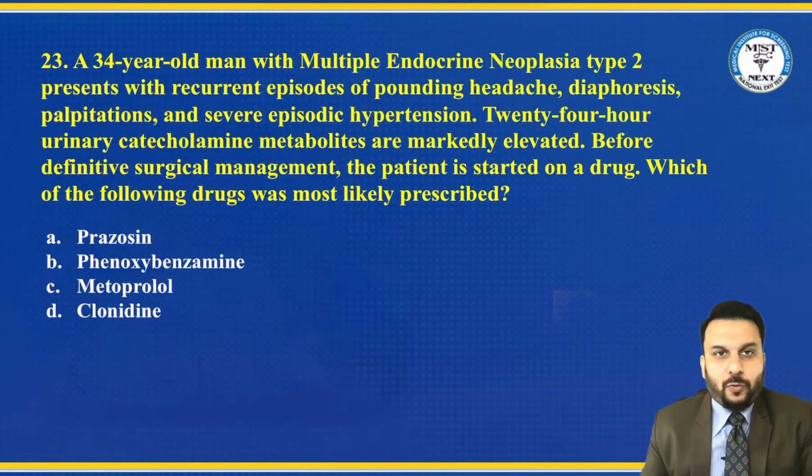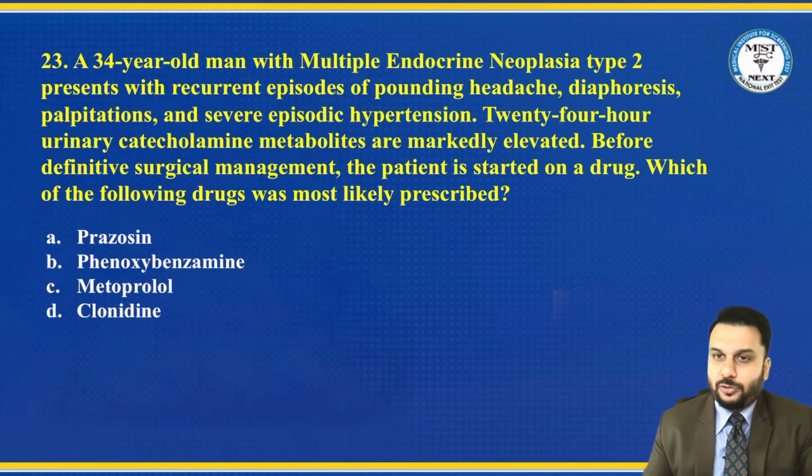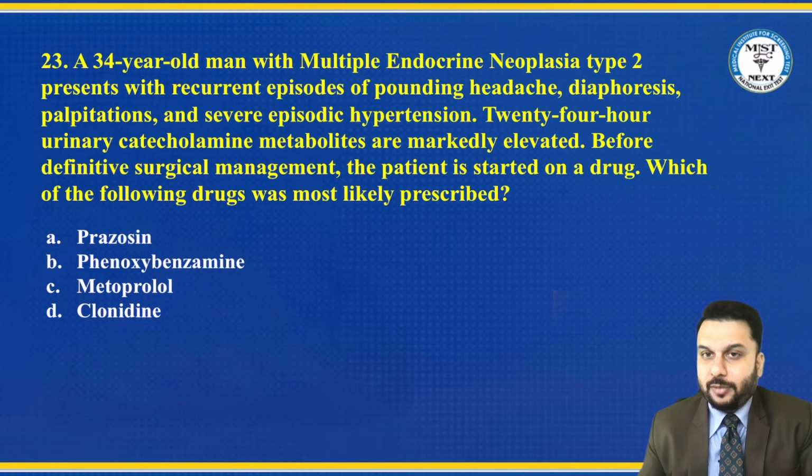A 34-year-old man with multiple endocrine neoplasia type 2 presents with recurrent episodes of pounding headache, diaphoresis, palpitations, and severe episodic hypertension. 24-hour urinary catecholamine metabolites are markedly elevated. Before the surgical management, the patient is started on a drug. Which of the following drugs was most likely prescribed to this patient?